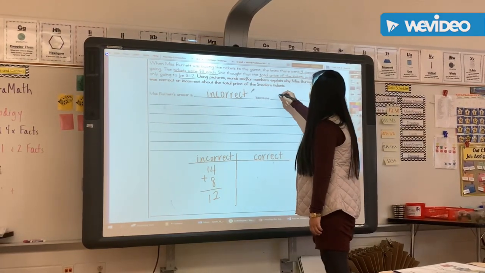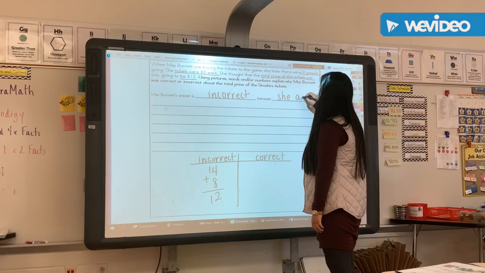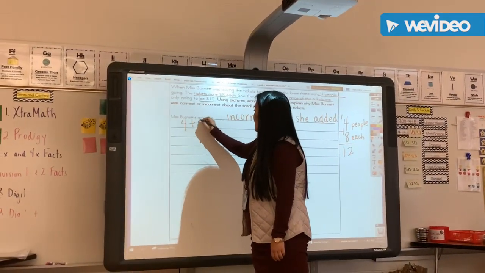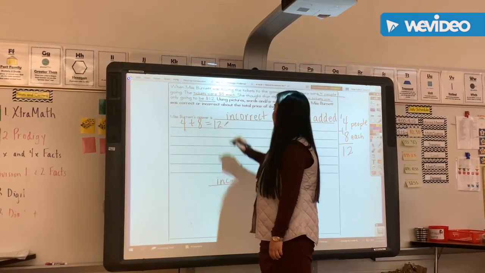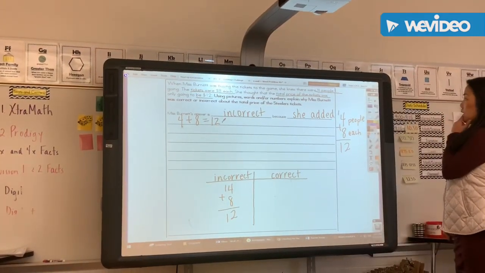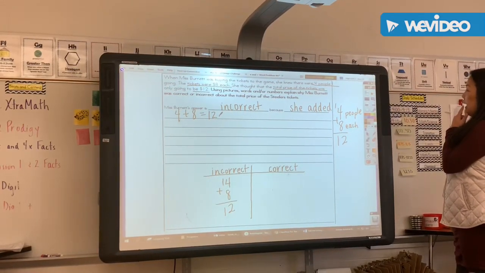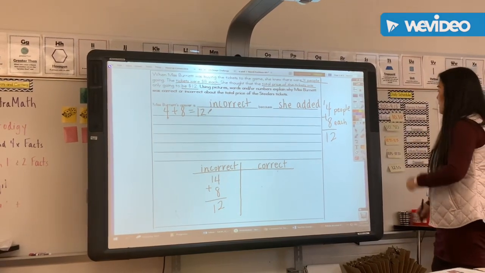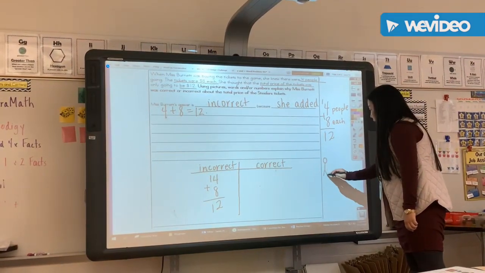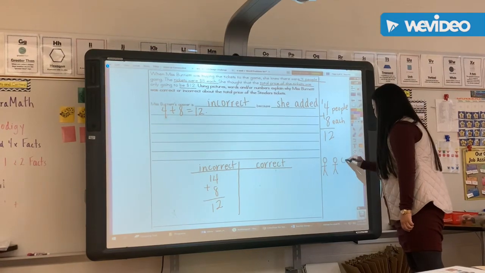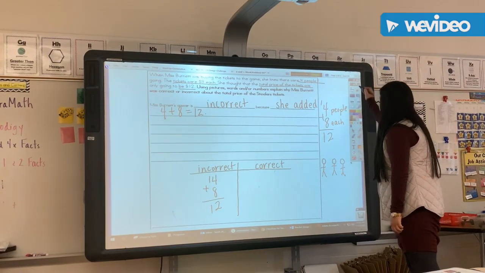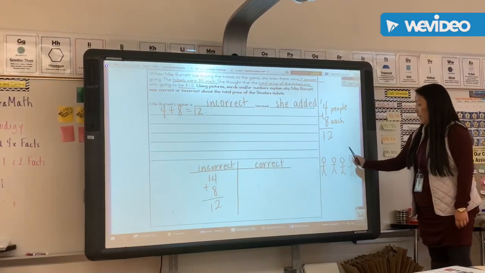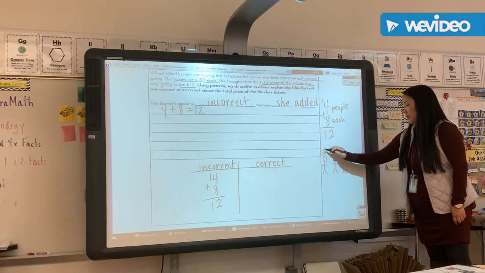So I'm going to go back here and write Miss Burnett's answer is incorrect because she added 4 plus 8, which equals 12. Now as mathematicians, we ask ourselves, what operation should she have done? If she has 4 people and they each paid $8, sometimes for some students, they need a visual representation, which is fine to do. So here are my 4 people, right? Those represent my 4 people, and they each paid $8.